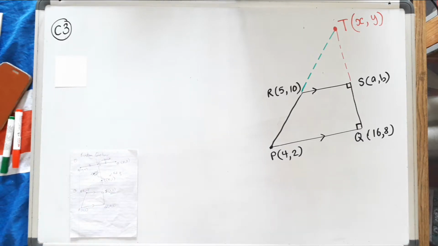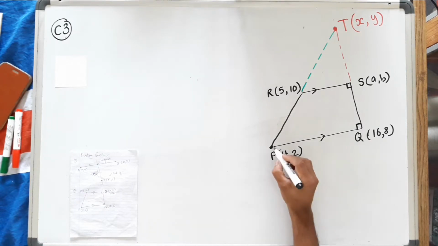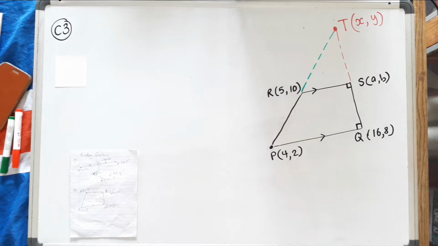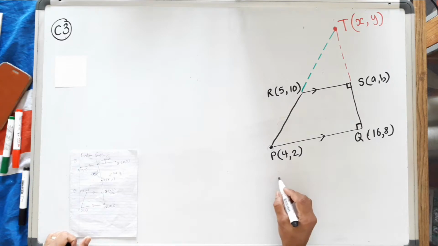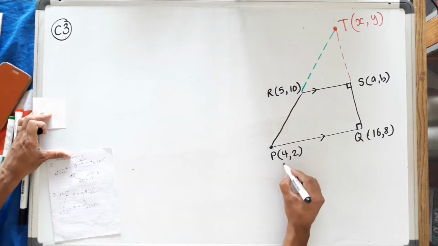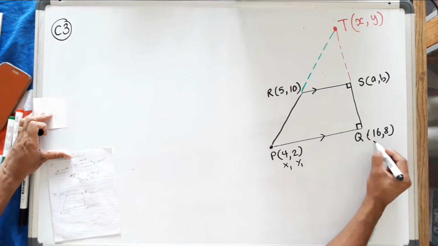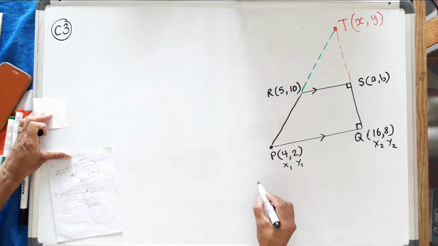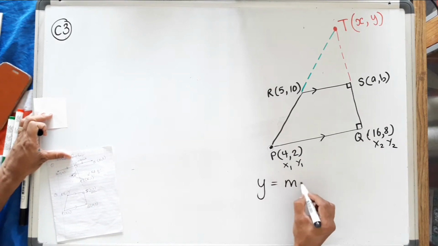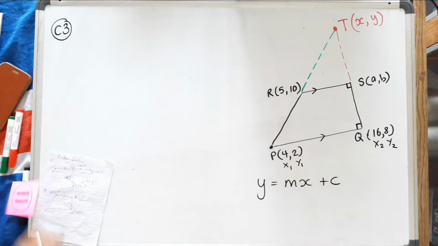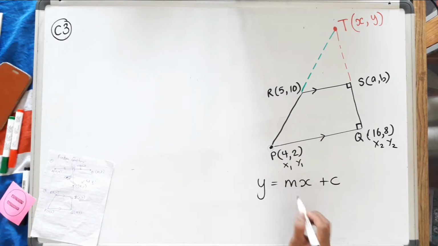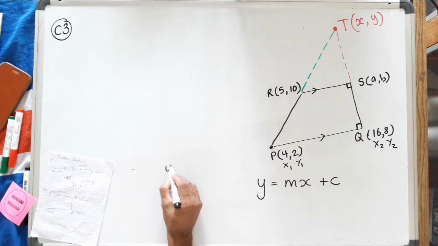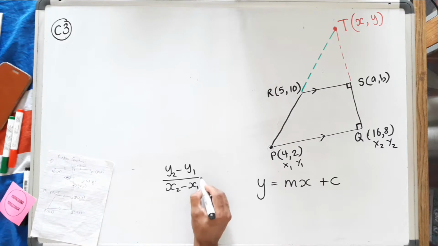So, first things first, let's find the equation of whatever we can find first. Let's find the equation of PQ. That seems to be the easiest thing. The more information we have, the better. So, how do you find the equation of PQ? Call these x1, y1, x2 and y2. y is equal to mx plus c. Let's find the gradient first. Gradient is (y2 minus y1) divided by (x2 minus x1).